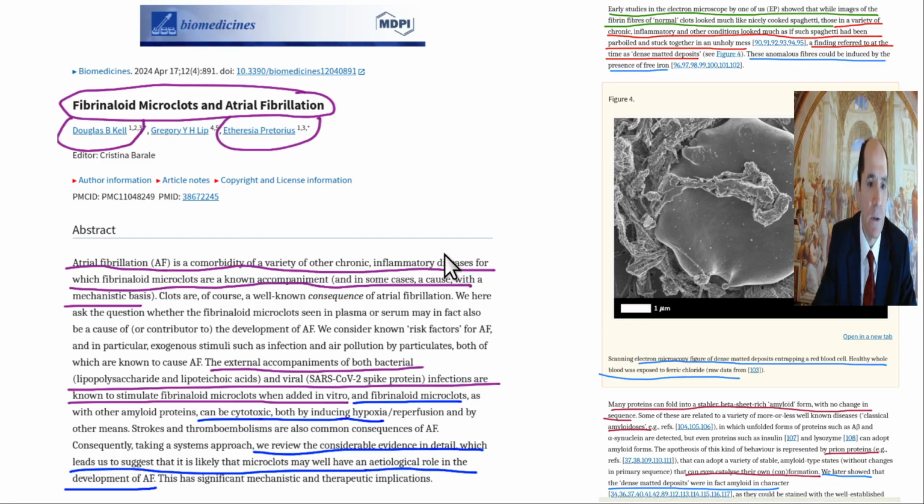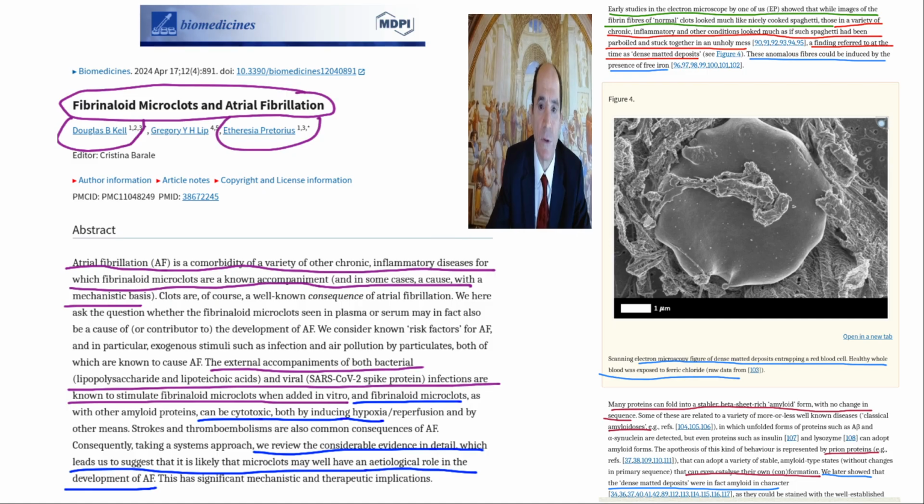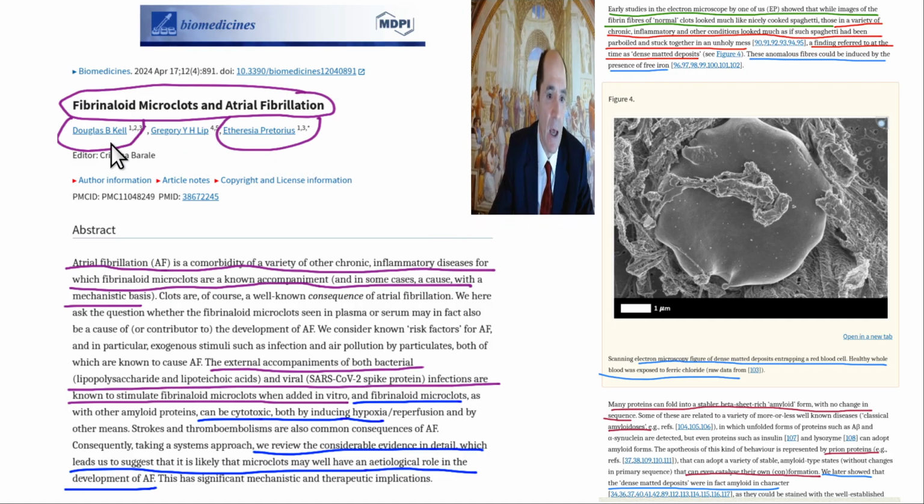All right, so here's the papers, and the two who've done the most work on this subject are Douglas Kell and Etheresia Pretorius. He's a PhD from England. She's a PhD from South Africa. I've done previous lectures on them. I've done previous lectures on amyloid clotting, all of this stuff. But today I'm just specifically talking about it in the context of atrial fibrillation. So they wrote this paper here in 2024 talking about how this is associated with atrial fibrillation. And you can also get it from viral proteins. So we talked in particular about LPS and LTA being bacterial proteins, but viral proteins can do this as well.